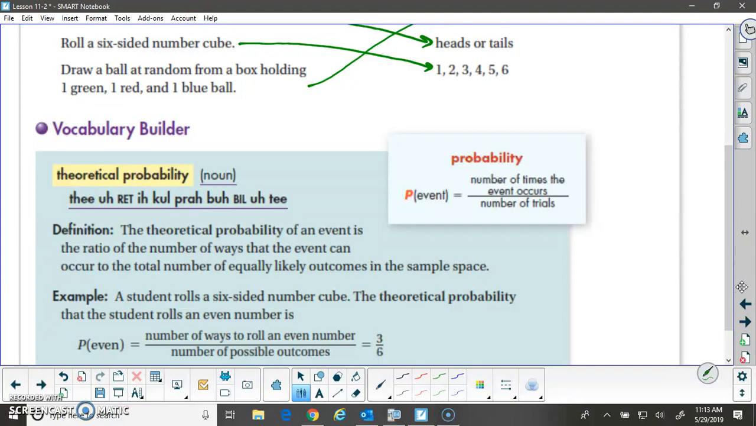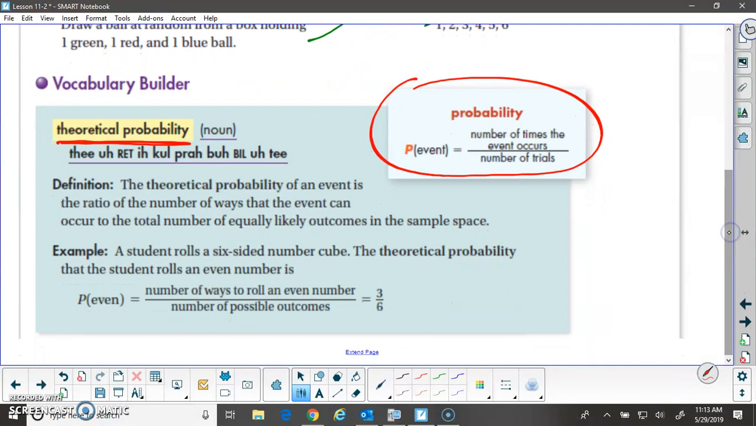So if you look right here, this is our definition of probability. You take the number of times the event occurs and you divide by the number of trials. We're specifically going to talk about theoretic probability, and the definition of theoretic probability is here. The theoretic probability of an event is the ratio of the number of ways the event can occur to the total number of equally likely outcomes in the sample space.